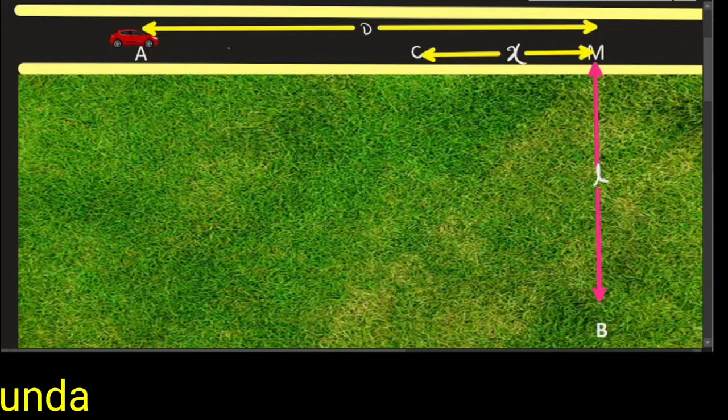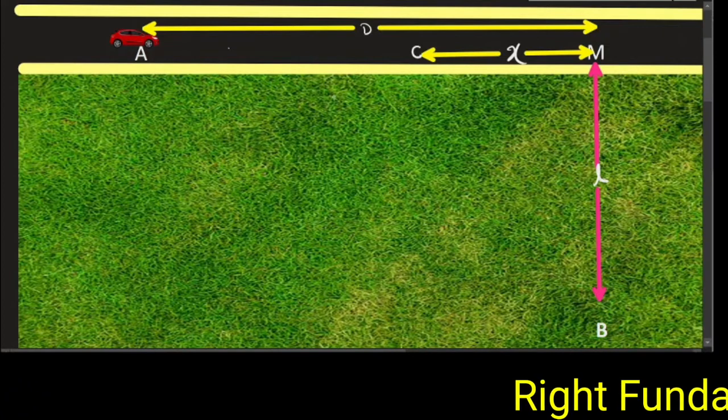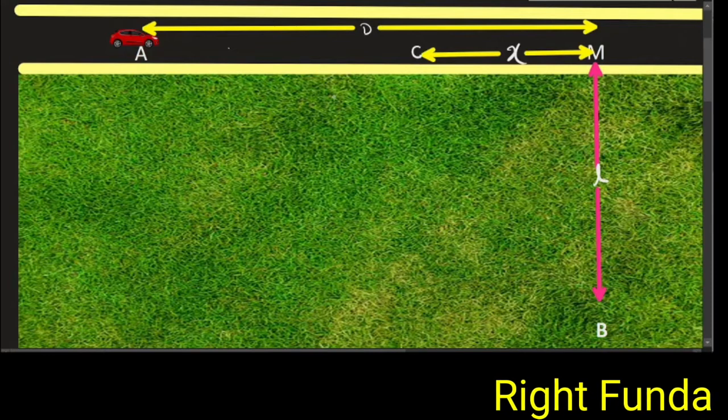So I don't know. x is an unknown quantity for me, and the question asked is where it will be taking the turn. It will be taking the turn so that it reaches in the minimum possible time. In the minimum possible time, it will be reaching. So let's solve this question.